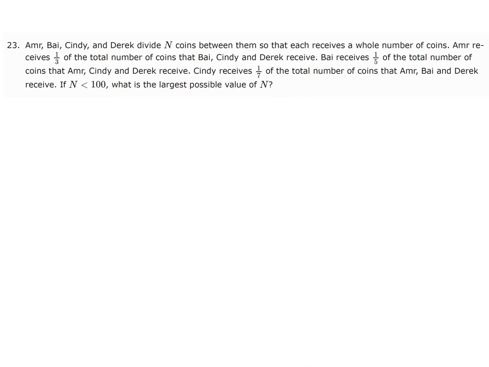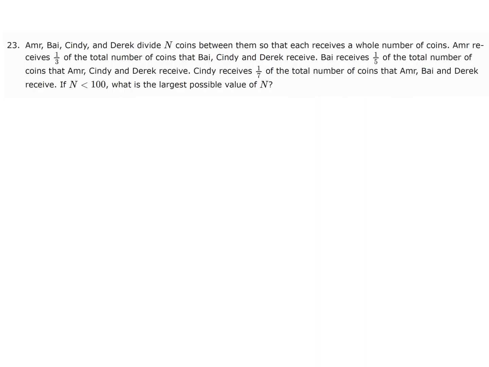Amir, Bay, Cindy, and Derek divide n coins between them so that each receives a whole number of coins. Amir receives 1/3 of the total number of coins that Bay, Cindy, and Derek receive. Bay receives 1/5 of the total number of coins that Amir, Cindy, and Derek receive. Cindy receives 1/7 of the total number of coins that Amir, Bay, and Derek receive. If n is less than 100, what is the largest possible value of n?